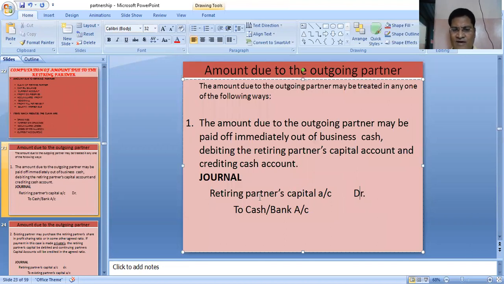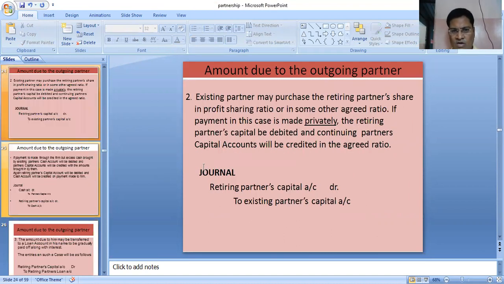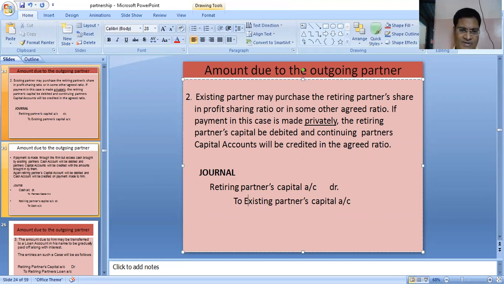Generally, most of the sums will have this only. In the capital account, we will write To Cash. Whatever the amount balancing figure came in his capital account, it is paid to him. Or if it is paid privately by the partners, then in the retiring partner's capital account we will write To Existing Partners' Capital Account. It is paid privately.